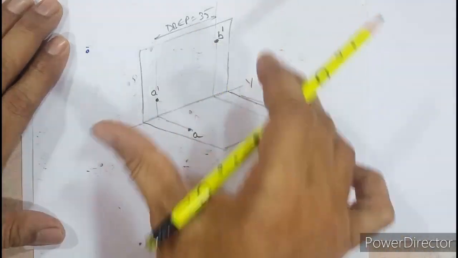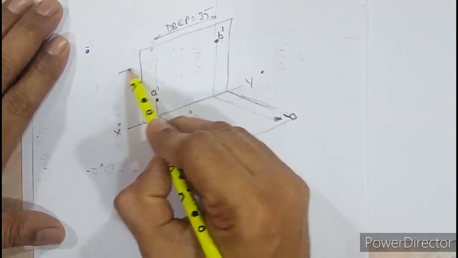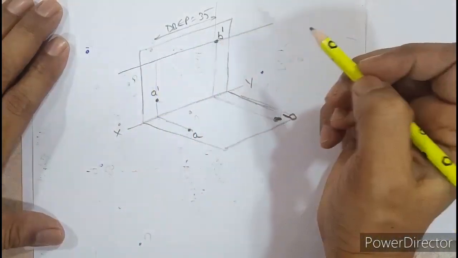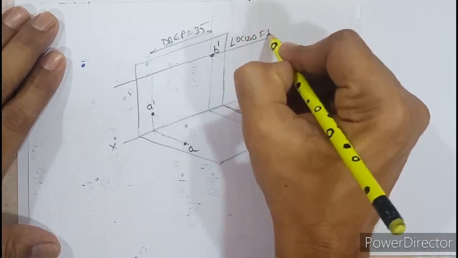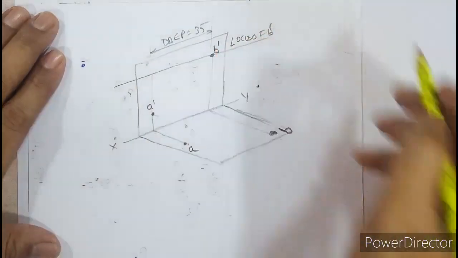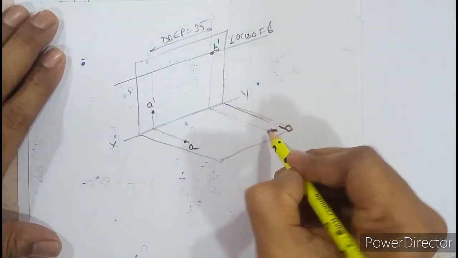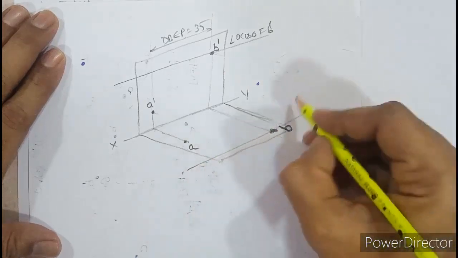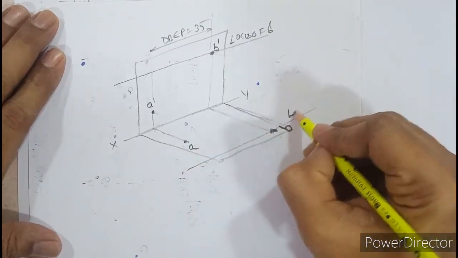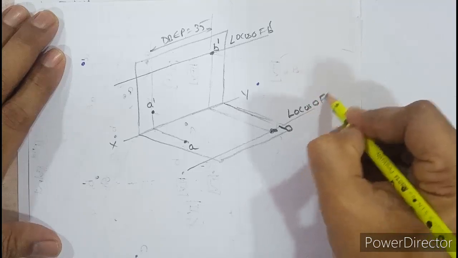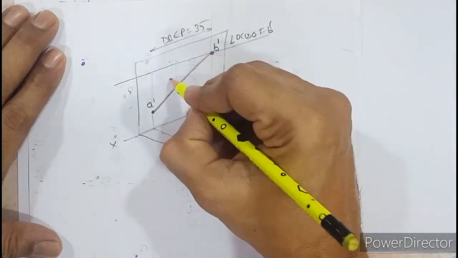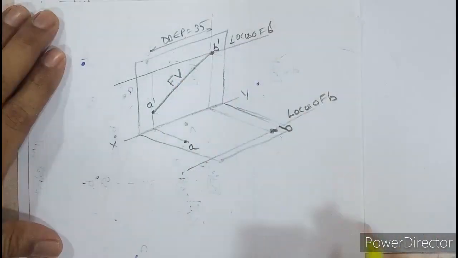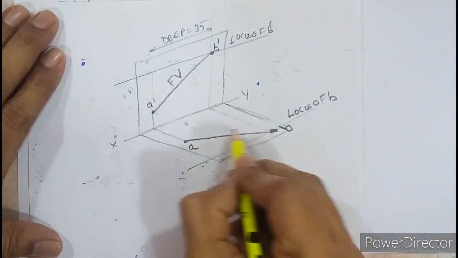So what we can do with this data is, from B dash we can draw a horizontal line, and we can write this as locus of B dash, isn't it? So this we know that B dash lies on locus of B dash. Then from point B, if you draw a light line, this can be written as locus of B. Further, if I join A dash with B dash dark, we'll get front view of the line. It should be drawn dark. If I draw A with B dark, we get top view of the line.